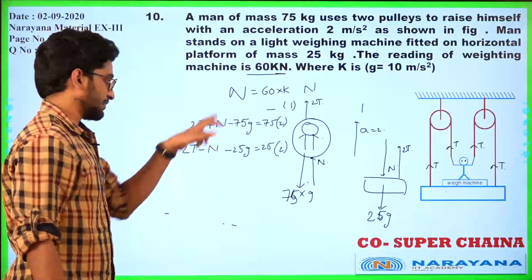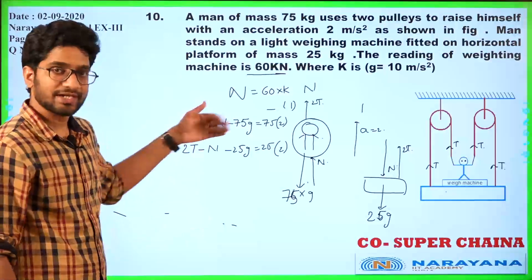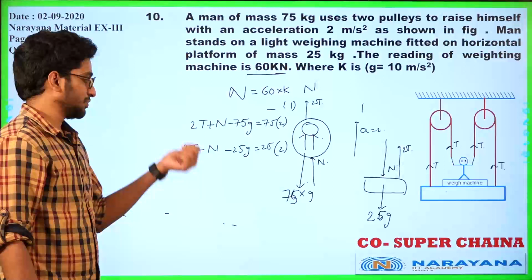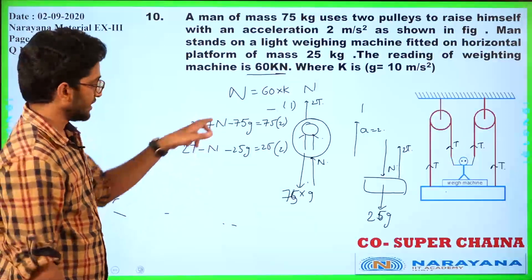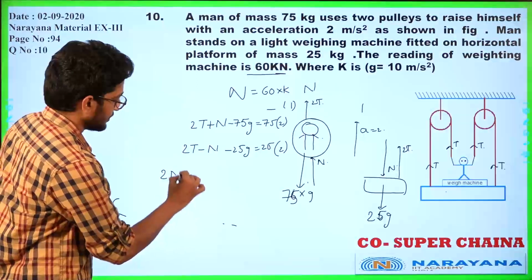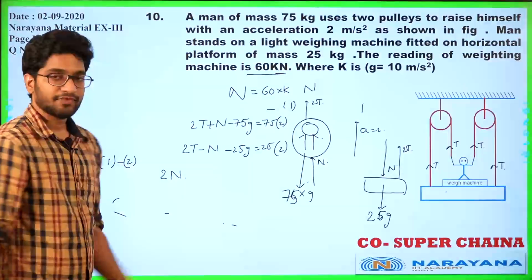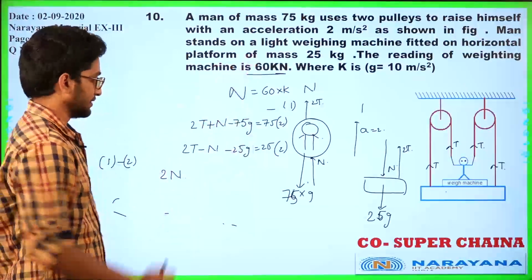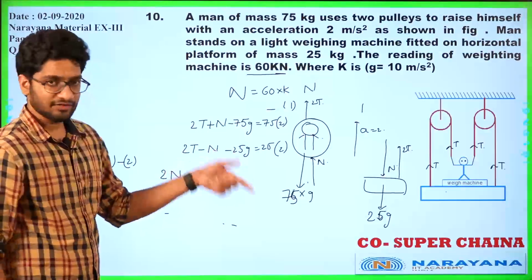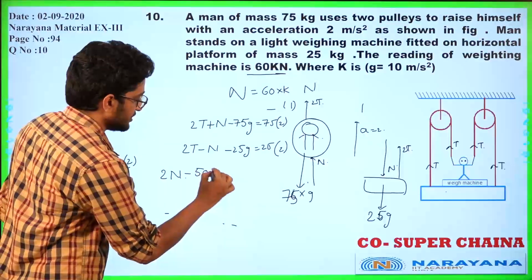So if you add the 2 equations, T gets cancelled, but we need normal, we don't require tension. So let us subtract the equations. If I subtract 1 from 2 or 2 from 1, 2T gets cancelled, and here I get N minus of minus N, 2N. I am subtracting the equations, 1 minus 2. If I add, N gets cancelled, but I need normal. So N minus of minus N, 2N, minus 75, minus of minus 25. Minus 75 plus 25, minus 50g.